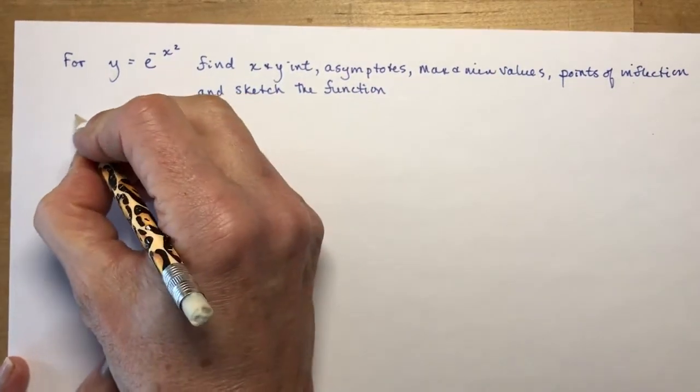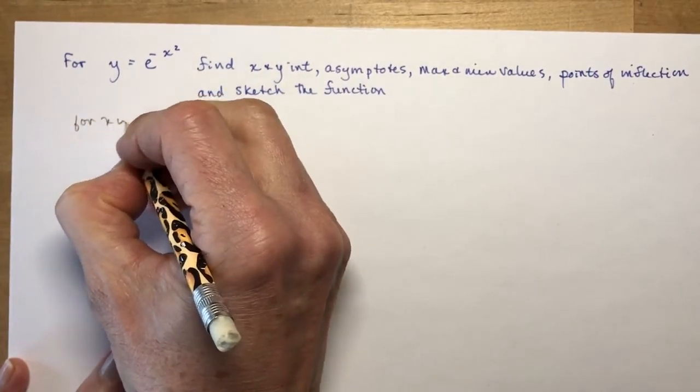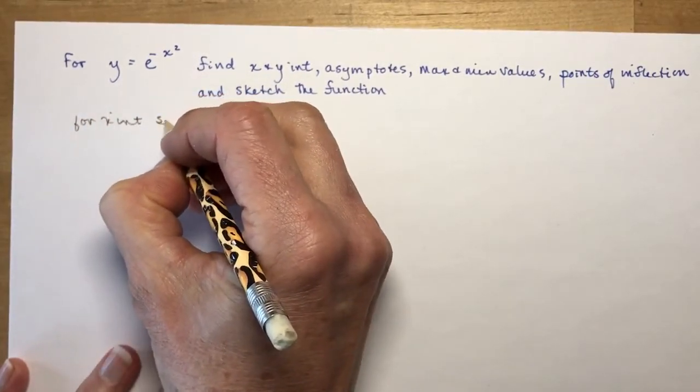Okay, so let's start. So for x-intercept, set y equal to 0.